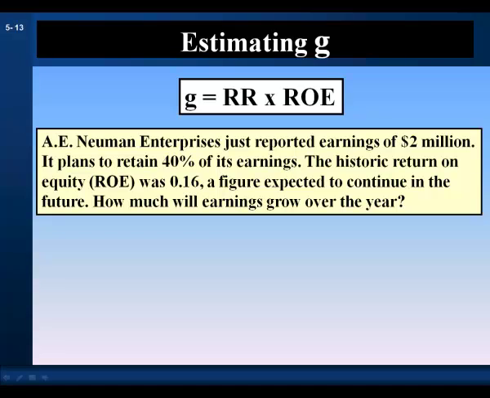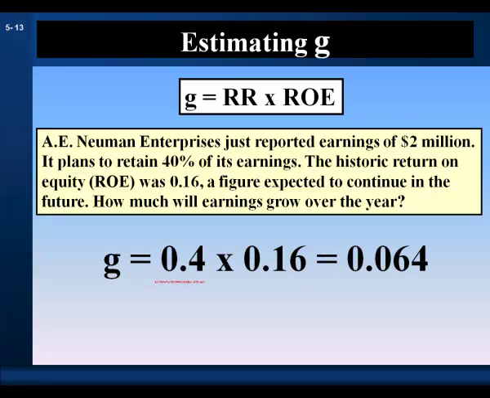A.E. Newman Enterprises just reported earnings of $2 million. It plans to retain 40% of its earnings. The historic return on equity, ROE, is 16%, a figure expected to continue into the future. How much will earnings grow over the year? We solve for G. The retention ratio is 40%. Return on equity, 16%. Earnings will grow 6.4% over the year.